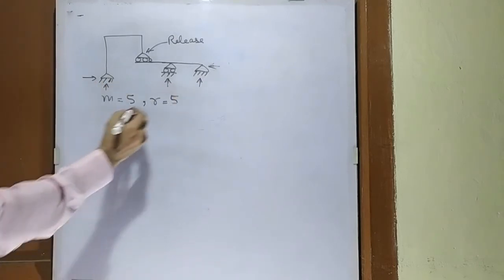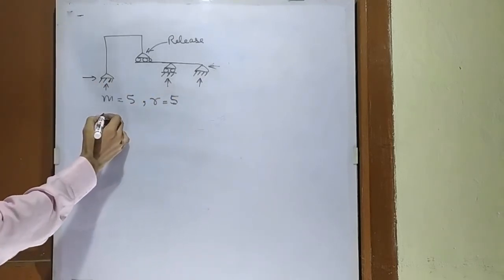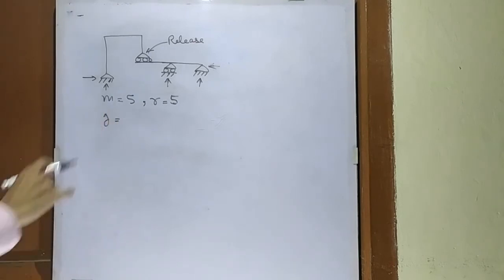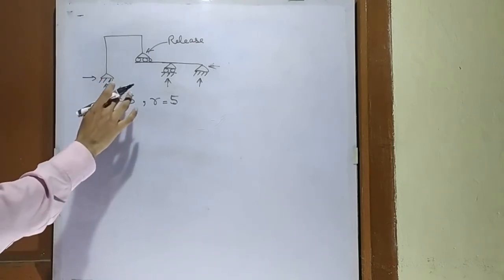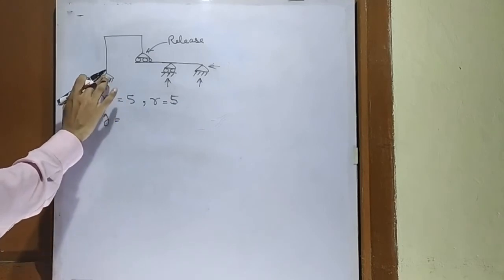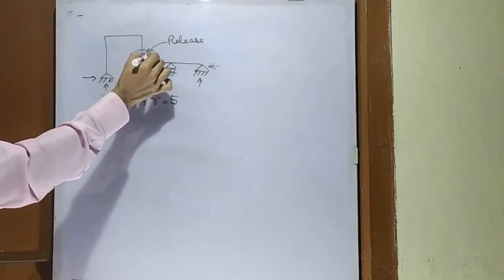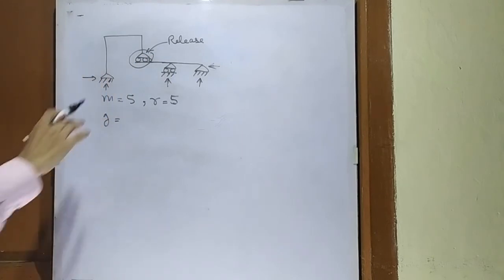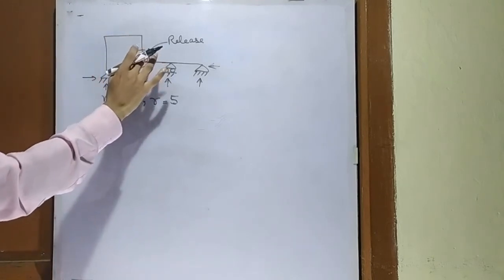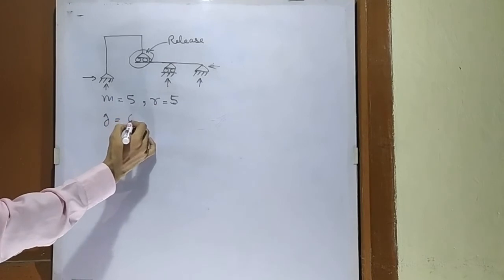Now what is the number of joints? It is very important to understand the number of joints in this structure. 1, 2, 3, 4. This whole assembly will count as a single joint. 1, 2, 3, 4, 5, 6. Number of joints is 6.